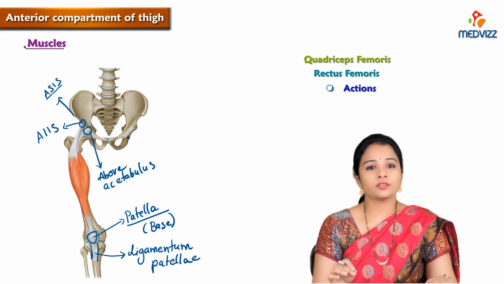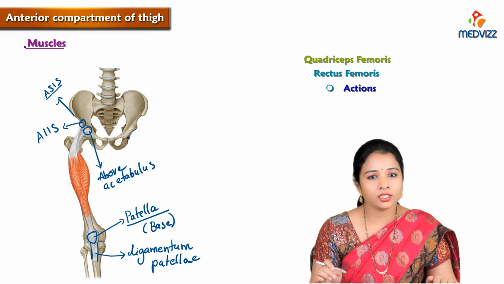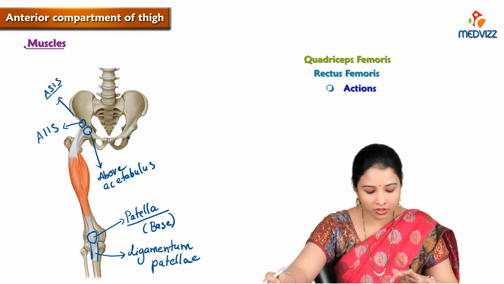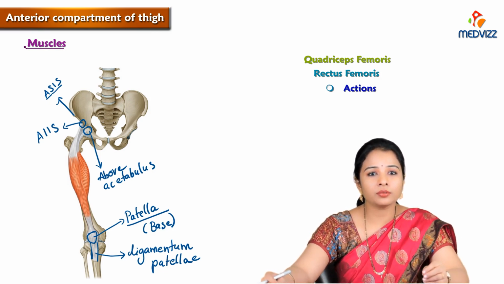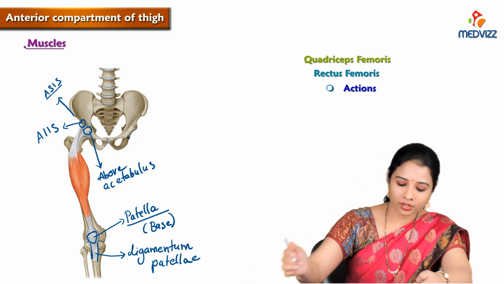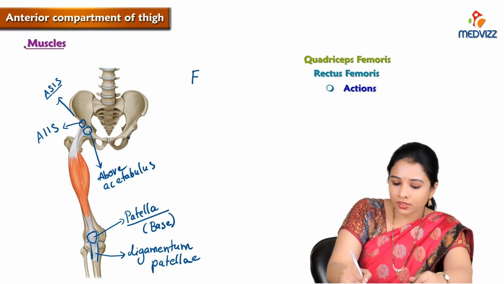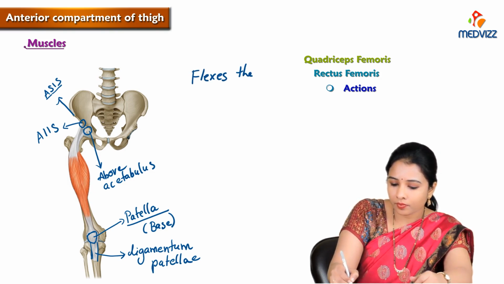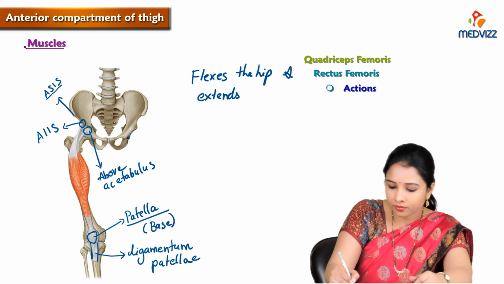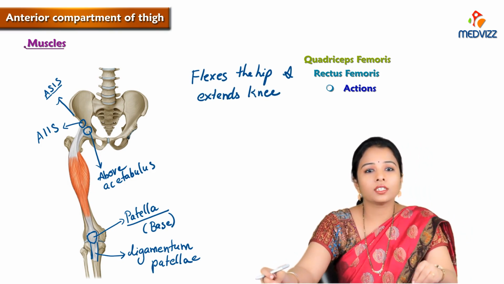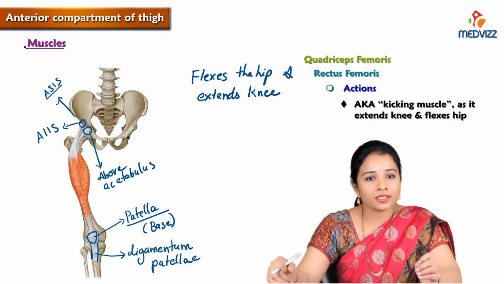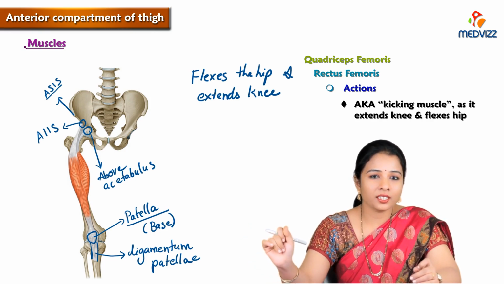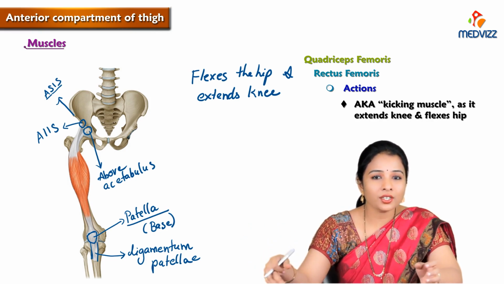So action of rectus femoris, it extends the knee joint because it crosses the knee along with the other quadriceps, and also it helps in the flexion of the hip joint. So it flexes the hip and extends knee. So the rectus femoris is also called as kicking muscle because it extends the knee and flexes the hip. So the actions required during kicking.